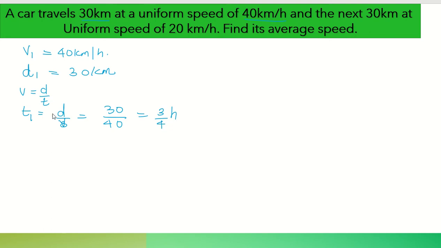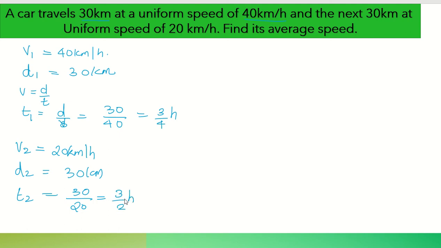This is t1. Because in the first case, for the first 30 kilometers, it takes a time of 3 by 4 hours. Now for the second case, v2 is equal to 20 kilometer per hour, and d2 is equal to 30 kilometer. So we can write t2, the time taken for the second half, equal to, again the formula, distance by speed. Distance is 30 and speed is 20. So we get it as 3 by 2 hours, because here the values are given in kilometer per hour and kilometers.